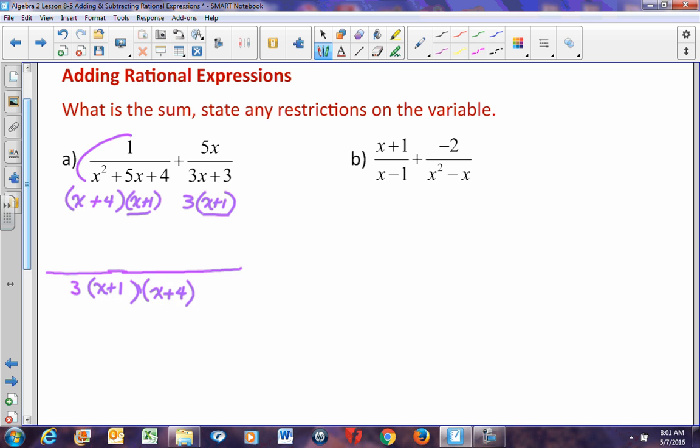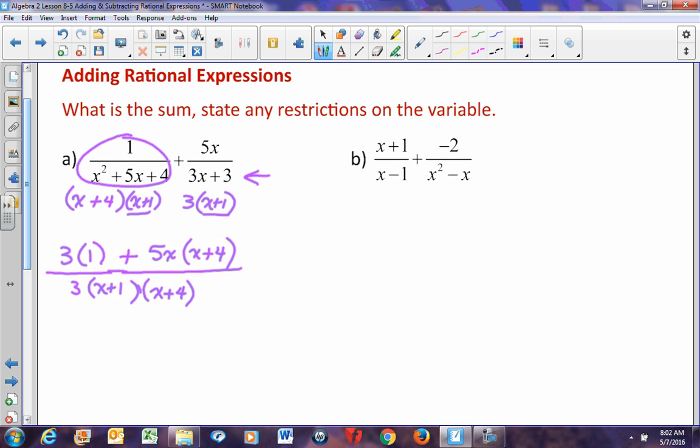This particular expression here has the x plus 4 and the x plus 1. The only thing it is missing is the 3. So I'm going to multiply the 3 times the 1. Keep my plus sign. This expression here has the x plus 1 and the 3. It's missing the x plus 4. So I'm going to have my 5x, and I'm going to multiply that by x plus 4. All you do is take the numerator and multiply it by what it's missing in its denominator.